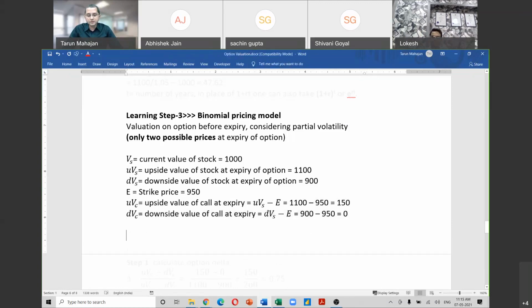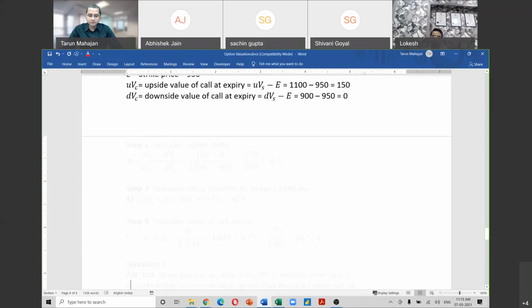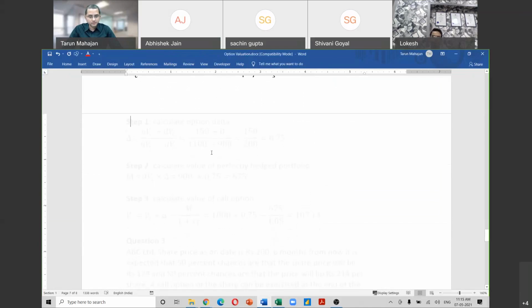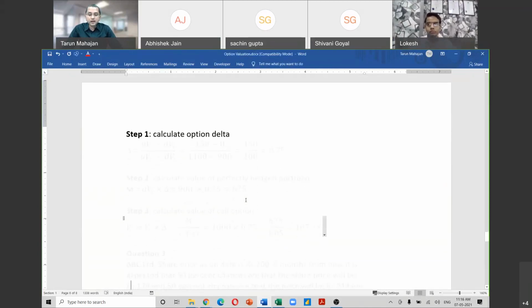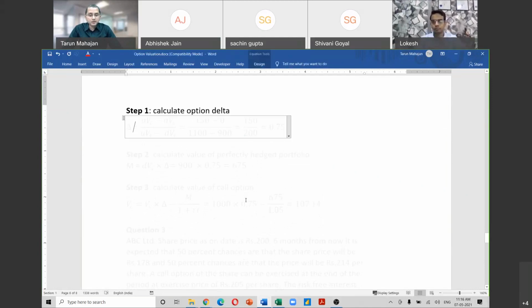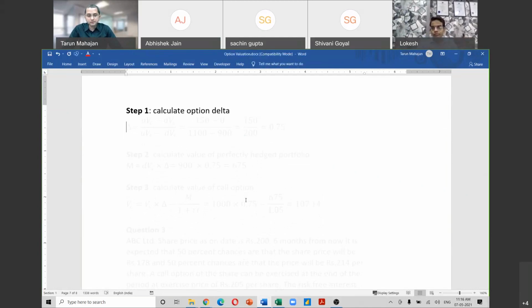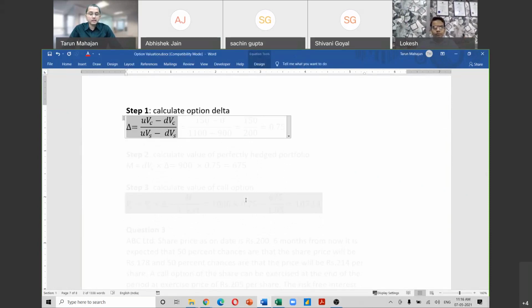Now there are 3 steps to make valuation of the call option. These are standard steps. You need to follow this. Step number 1, you need to calculate option delta. Option delta is a kind of hedge ratio, and there is a specific formula to calculate option delta. The formula looks like this: you take the upside value of the call option minus the downside value of the call option in the numerator, and the upside value of the stock minus the downside value of the stock in the denominator.